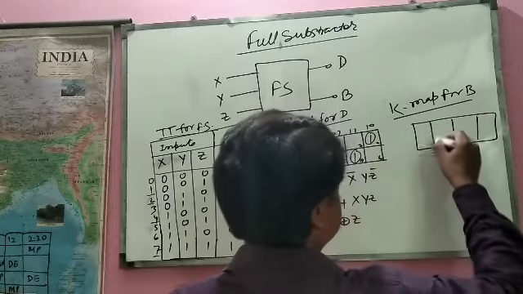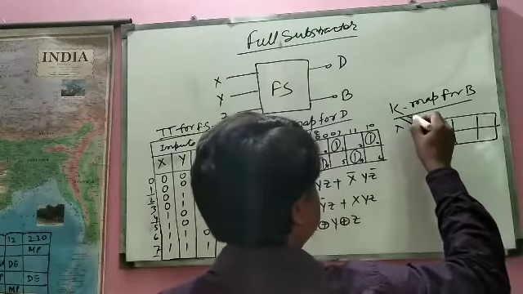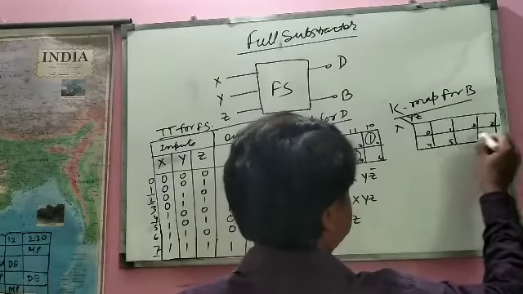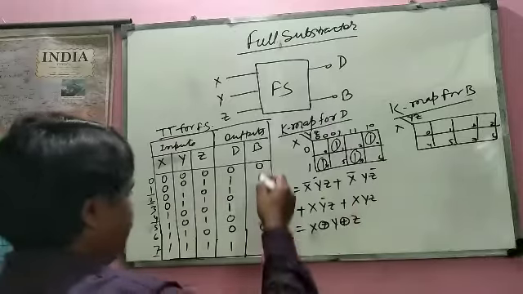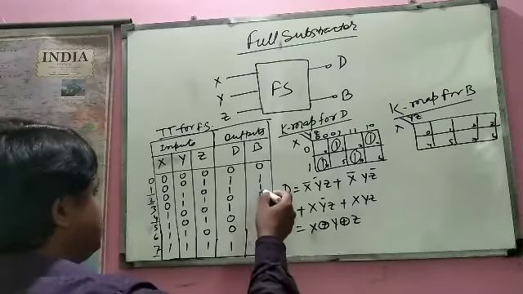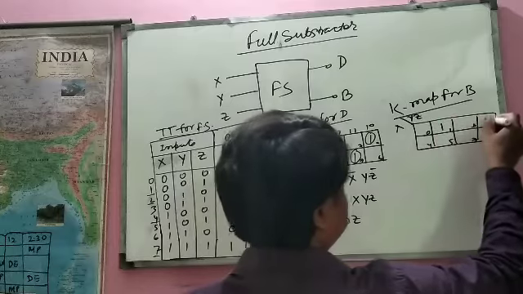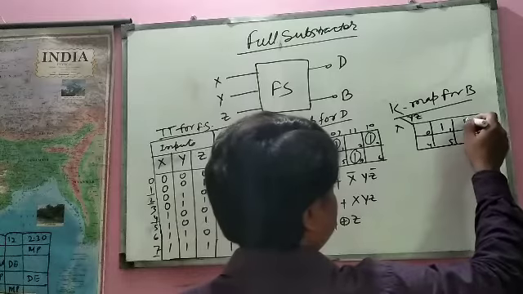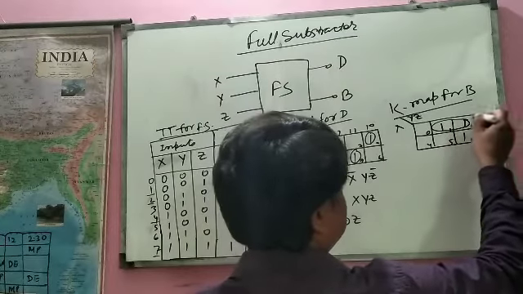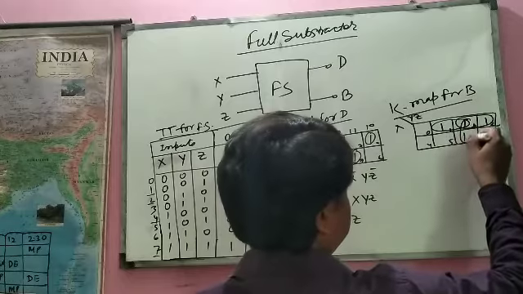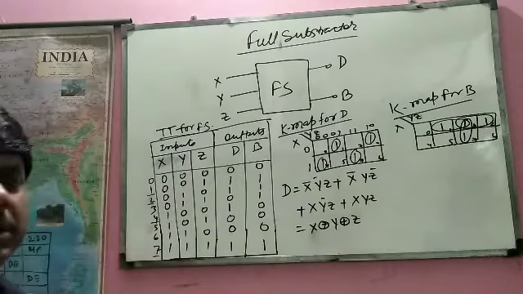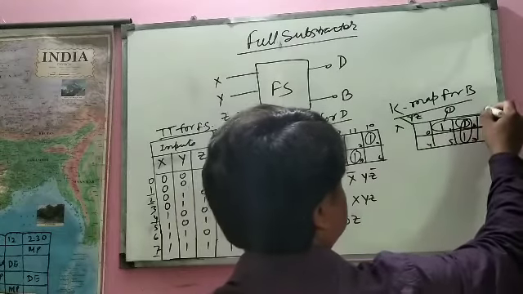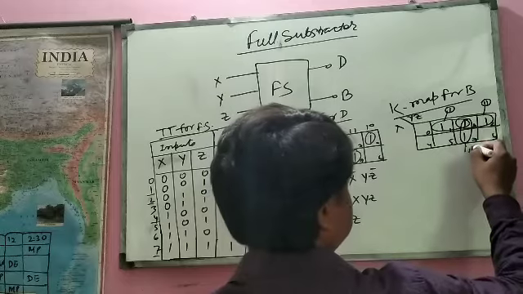Let us suppose this is X, this is Y, this is Z, and the cells are 0, 1, 2, 3, 4, 5, 6 and 7. Cells 1, 2 and 3 have the value 1, and at the last, cell 7 has 1. So it will form a dual like this. There will be 3 pairs. First we will write for this one, then for this pair, and lastly for this one.